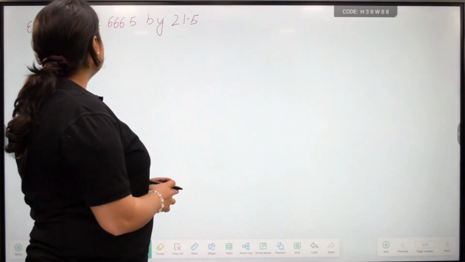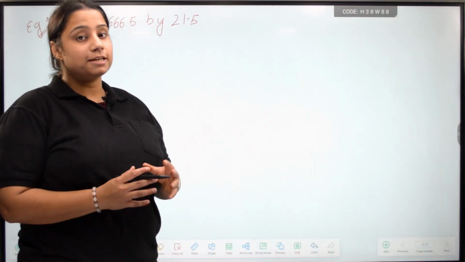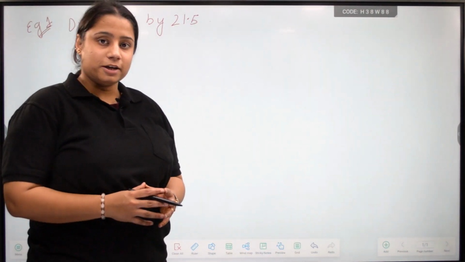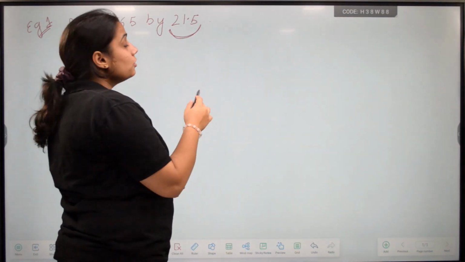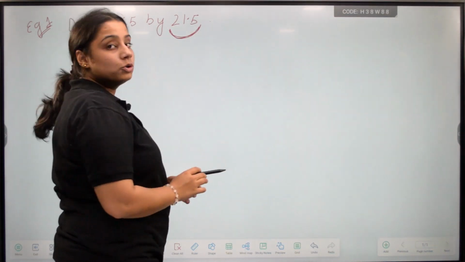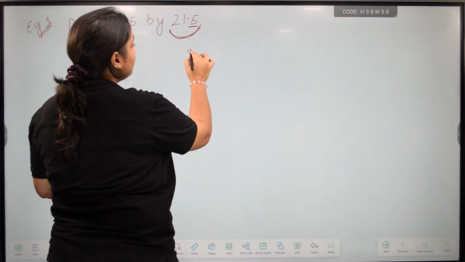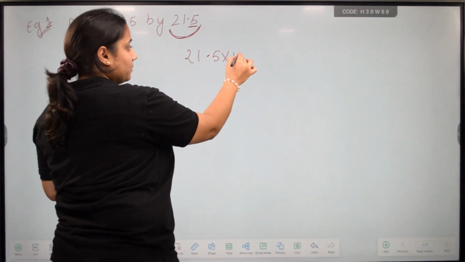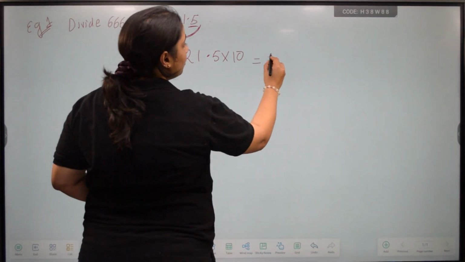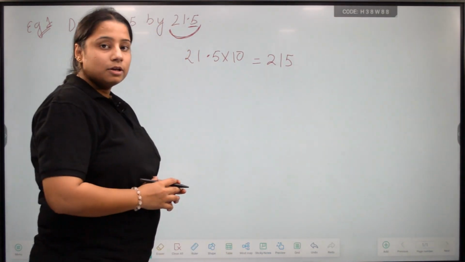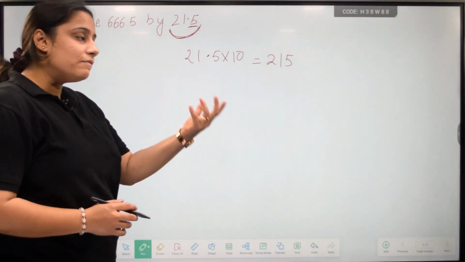Example 1. Divide 6665 by 21.5. Firstly, we need to convert this decimal number into a whole number. So it has only one number after the decimal, so it will be multiplied by 10. So 21.5 into 10 will be 215. Now these both numbers are whole numbers. So this has become a simple division.